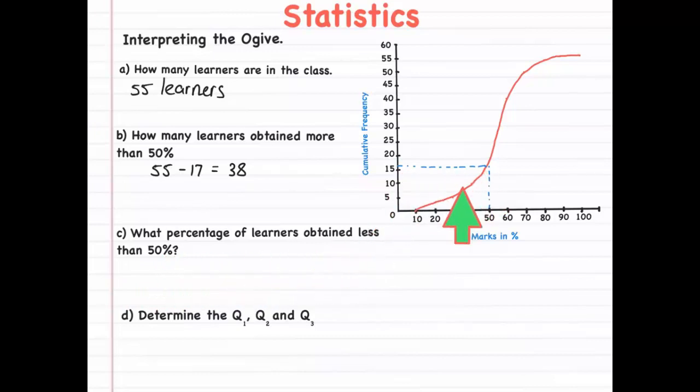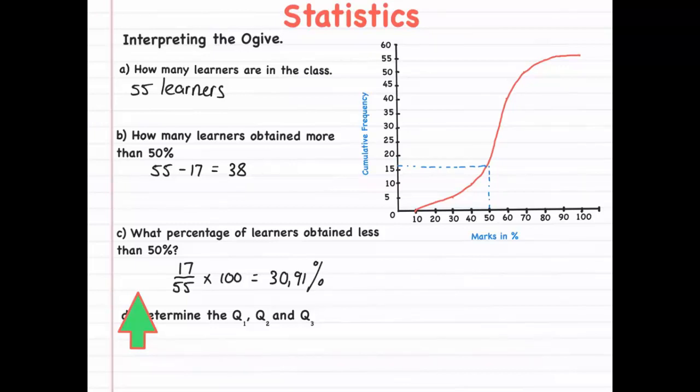So next one, what percentage of learners obtained less than 50%? Well, we just said 17 learners fall on this lower part, right? Because that is the point where we have 50% on our graph. This is our learners, so there's 17 of them that got below 50. So basically we say 17 divided by the total learners in the class times 100, and then we just quickly do that calculation. So 17 divided by 55 times 100, and we will end up with 30.91% if we round it off to 2 decimals. There we go.